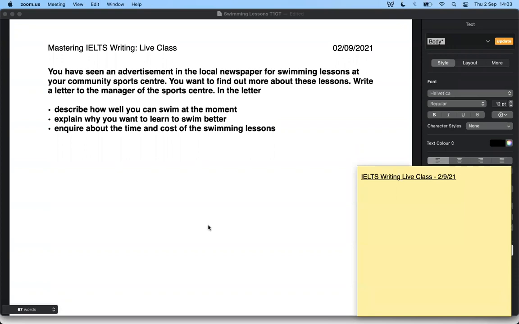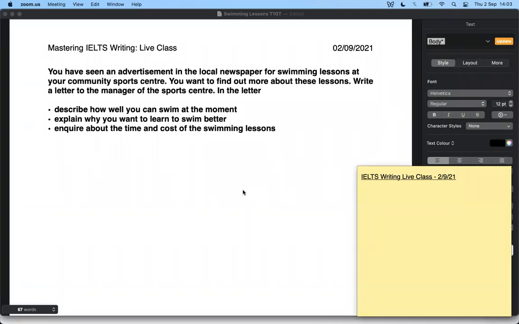So let's get started. We've got this task in front of us here. As I say, it's task one, general training. We're going to try and do two letters today. We might only finish with one and a half, but we're going to do our best to do two. We're going to plan it and then we're going to write it. And we're going to start with this one here.